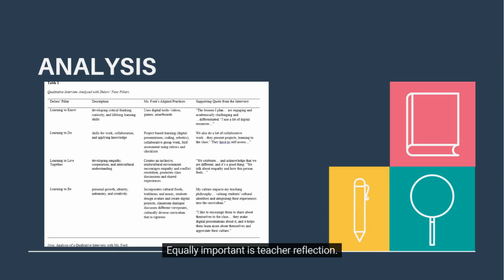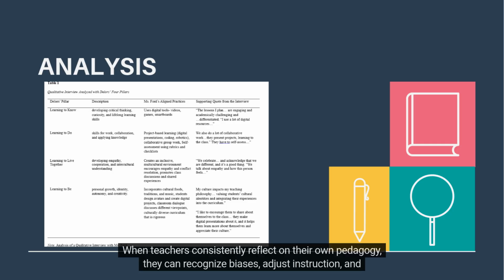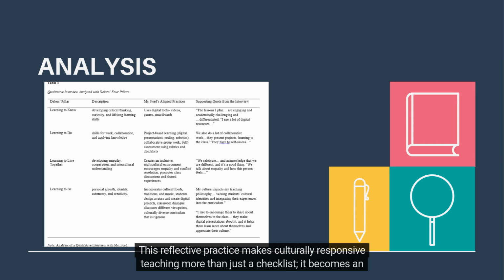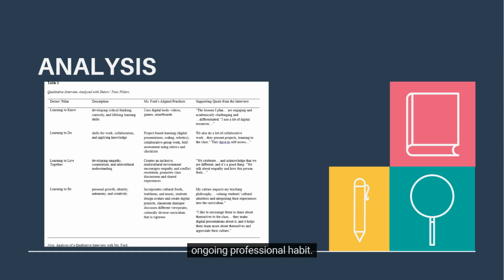Equally important is teacher reflection. When teachers consistently reflect on their own pedagogy, they can recognize biases, adjust instruction, and ensure that lessons are responsive to the needs of all learners. This reflective practice makes culturally responsive teaching more than just a checklist. It becomes an ongoing professional habit.